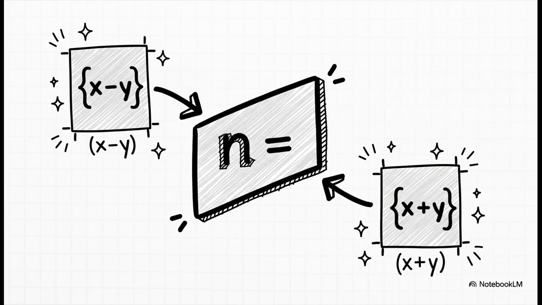So here's the crucial part, the real aha moment. If we can adjust the size of that cutout square just right so that the gnomon's area becomes exactly equal to our number n, then we've done it. We've solved the puzzle. The lengths that make up that L shape, which are x minus y and x plus y, are literally the factors of n.